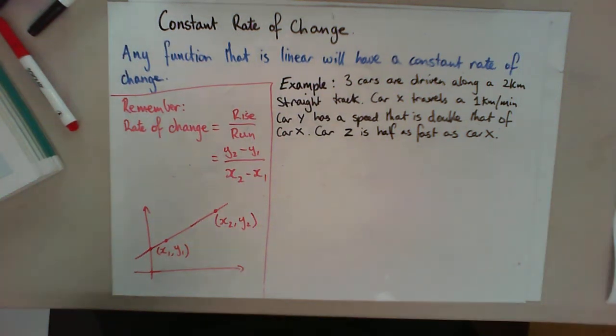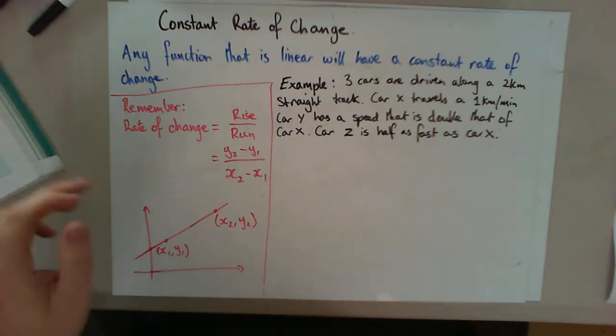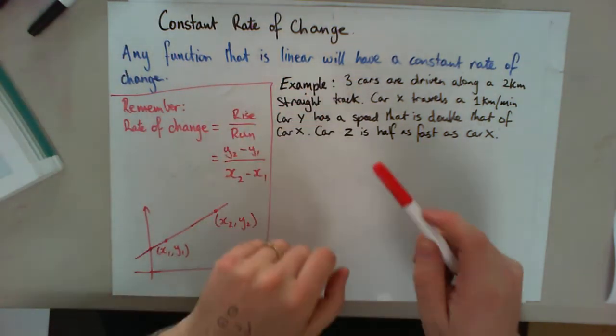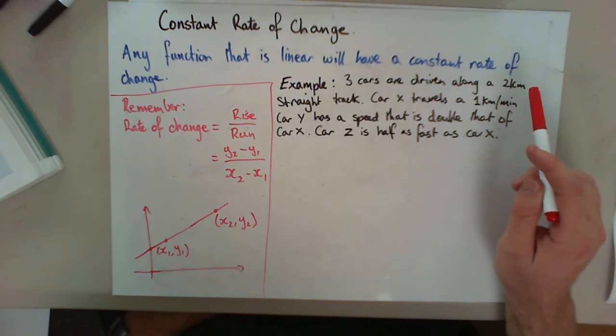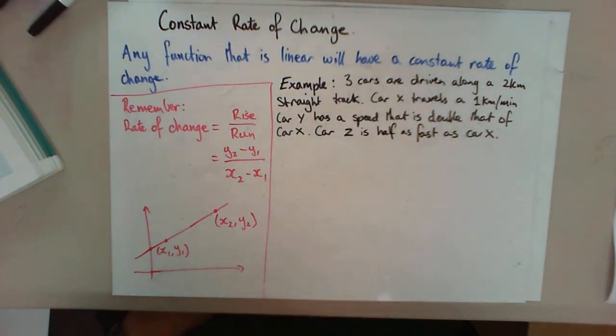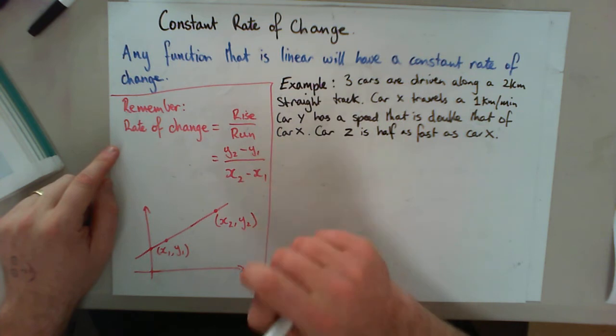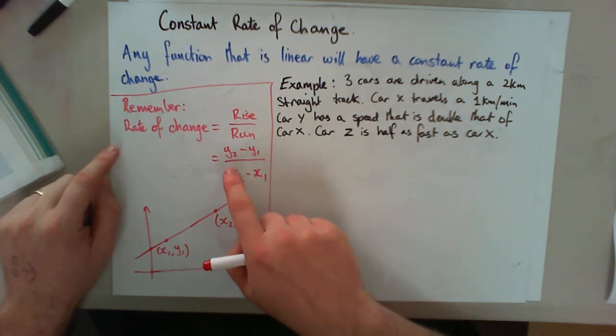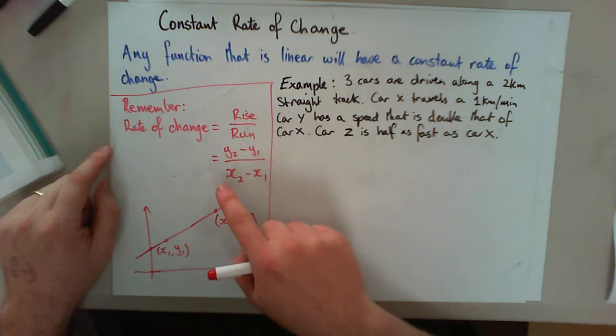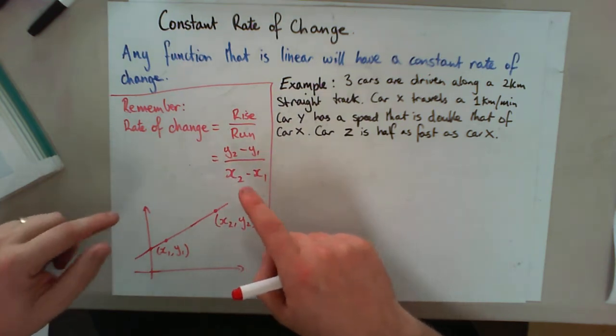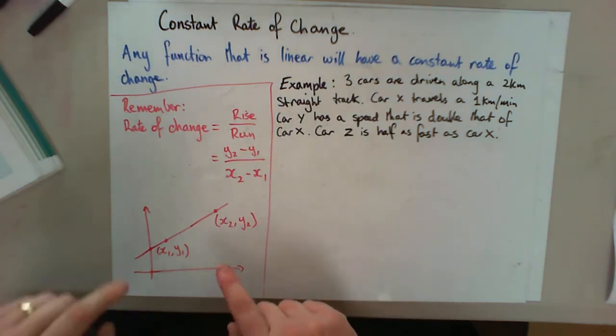In this video we're having a look at situations that involve constant rate of change. Any function that is linear will have a constant rate of change. Just a little recap: our rate of change is our gradient, which is equal to rise over run, and that can be found using the equation y2 minus y1 over x2 minus x1. That's demonstrated with this little picture here.